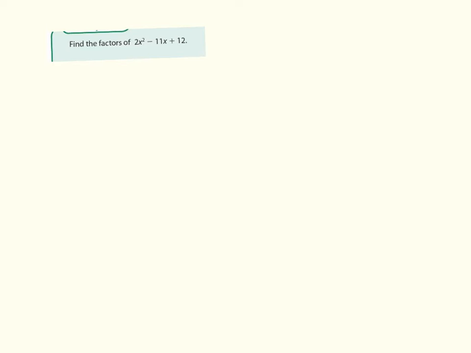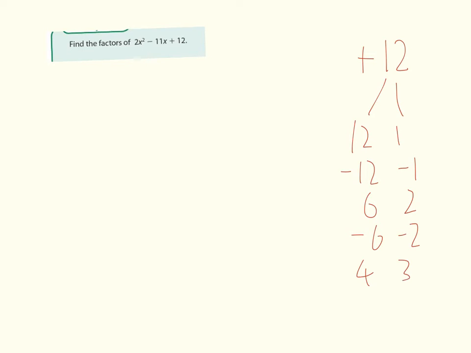So I start off exactly the same. We look at our last number, our plus 12, and try to find the factors of plus 12. Remember, it could be 2 pluses or 2 minuses. So it could be 12 times 1, or minus 12 times minus 1. It could be 6 times 2, or minus 6 times minus 2. 4 times 3, or minus 4 times minus 3.